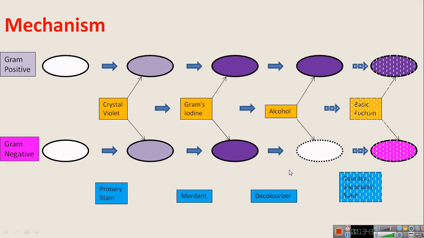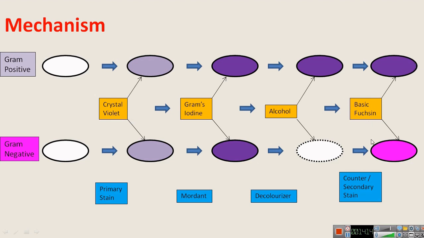After that we are applying the last stain, that is called the secondary stain, or it can be called a counter stain, and its name is either basic fuchsin or safranin. When we apply safranin or basic fuchsin to the smear, the gram positive bacterial cell is not taking the stain molecules of basic fuchsin, because that cell has already taken the molecules of 0.5% crystal violet.